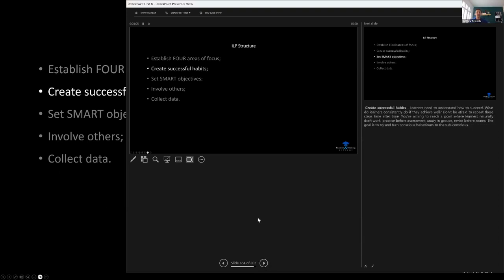Then the second stage is creating habits of success. Learners need to know what they need to do to succeed. So again, being consistent. What do they need to do if they achieve well? Repeating steps time after time. Think about the feedback we give you in your work. It's quite consistent about what to expect, and that's encouraging you to get to a point where you naturally draft that work. You've started to do it now, where you draft that work to the right level because you know exactly what is expected.